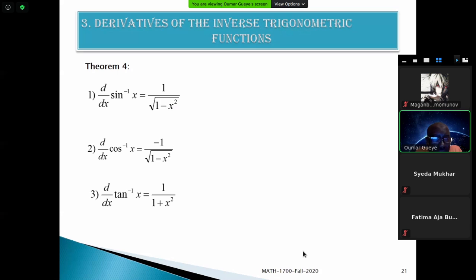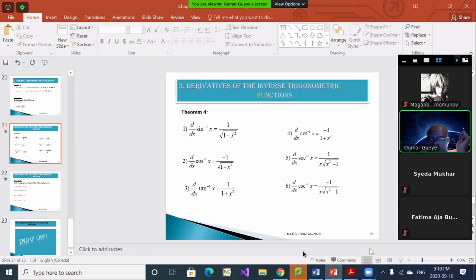For the derivative of sine inverse, you can see 1 over square root of 1 minus x squared. And for cosine inverse, you have -1. That's the difference from the first formula. But for tan inverse, the derivative is equal to 1 over 1 plus x squared. Okay, so keep in mind this formula. Next we'll see how to prove it. I'm just going to get out of this slide and go to my notes, and we'll see.